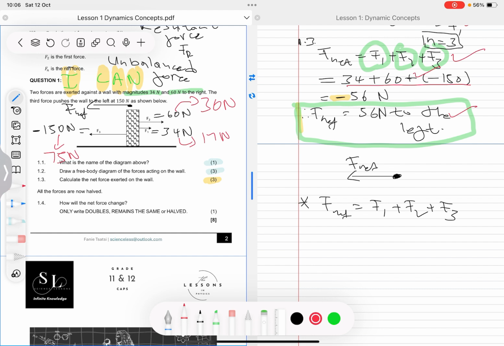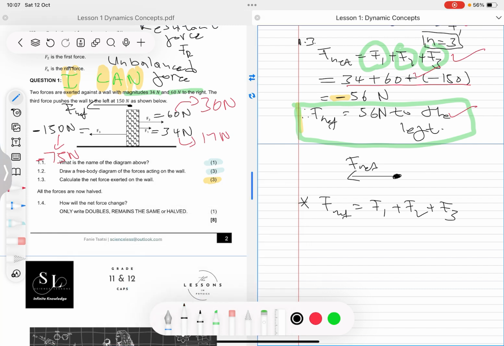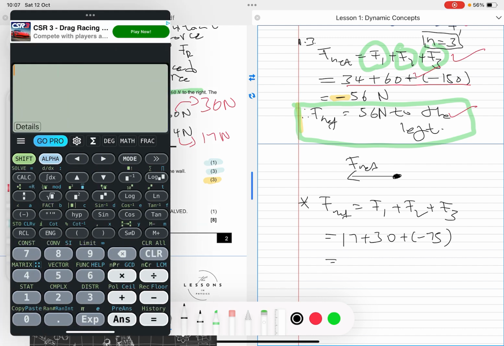Now you realize that the direction hasn't changed according to our problem. They haven't said anything about direction, so we still have the same direction. This means we still have a negative, right? Because it didn't change direction, it only changed its magnitude. Now we solve the problem: we have 17 plus 30, and then plus minus 75, right? Then what net force do we get now? So here we have 17 plus 30 plus minus 75, and this says we have a negative 28 newtons.